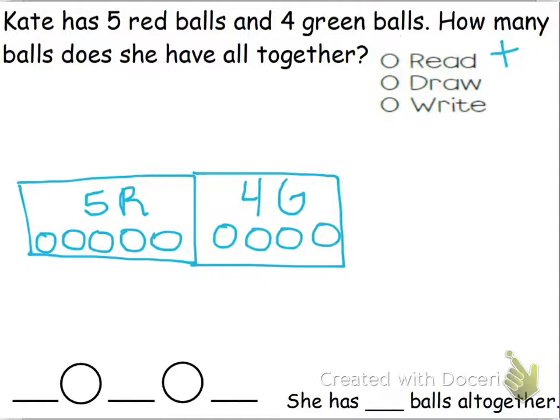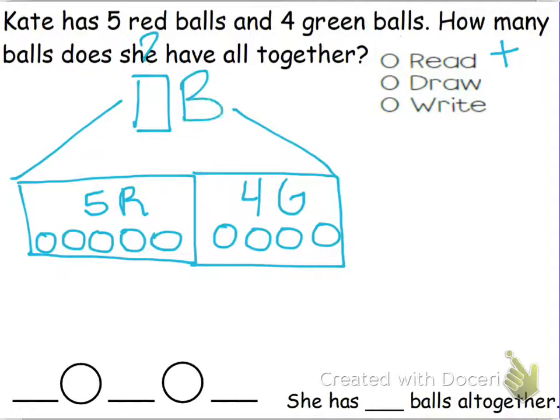How many balls does she have all together? Does it tell us our whole? No, it does not. That's what we have to figure out. So now I'm going to do my lines to show my whole. But I'm just going to do a mystery box because I don't know the number just yet. I'm going to put a B for balls. Now, let's go and set up our number sentence a little.